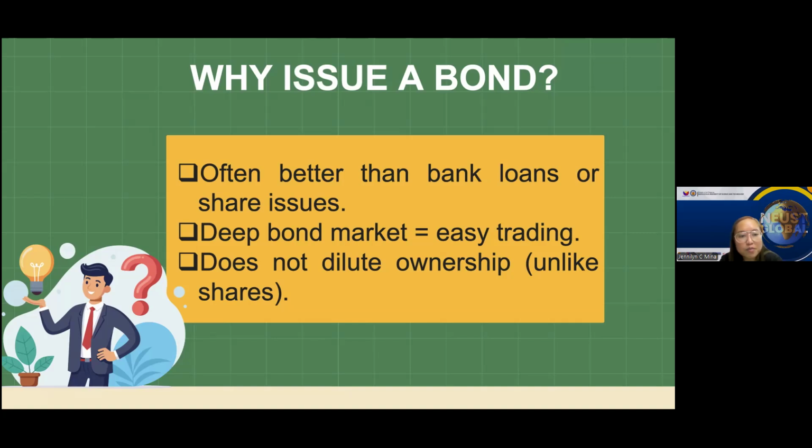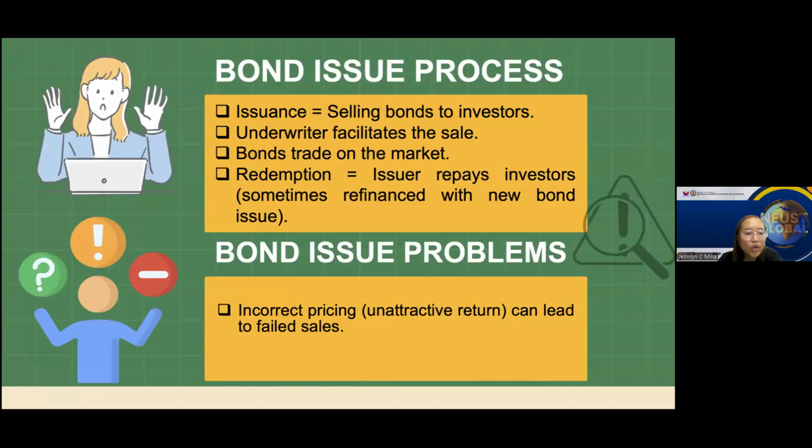Alternative to bank loans, bonds often have lower interest rates and better terms than bank loans, making them a cheaper way to get funds. Example, if the Philippine government needs funds to build new highways, it can issue a government bond instead of taking a loan. Investors buy these bonds and the government pays them back later with interest. Now, when a company or government issues bonds, it sells them to investors to raise money.